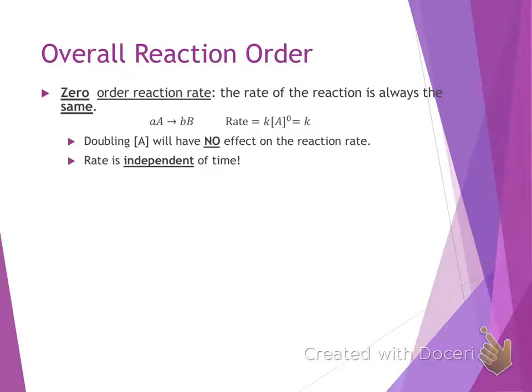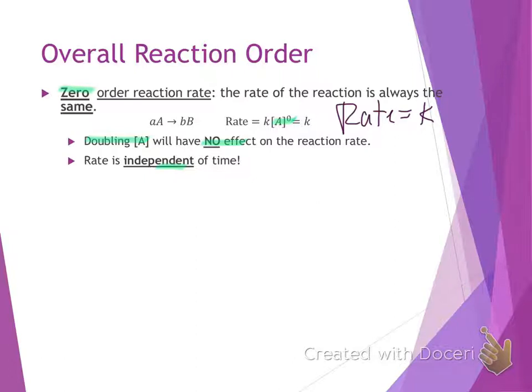Whenever we have a zero order reaction rate, that means that the rate of the reaction is the same regardless of the concentration of that reactant. So if it's zero order, our concentration is raised to the zero power, and anything raised to the zero power is 1. So for our rate law, our rate is simply equal to k. Doubling A or changing the concentration of your reactant in any way will have absolutely no effect on the reaction rate. Because of that, the rate is also independent of time.